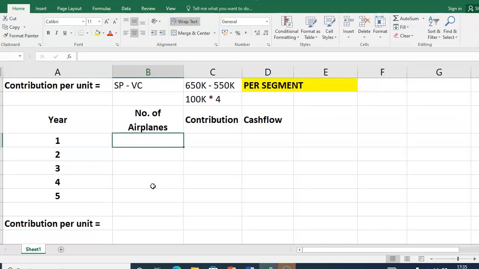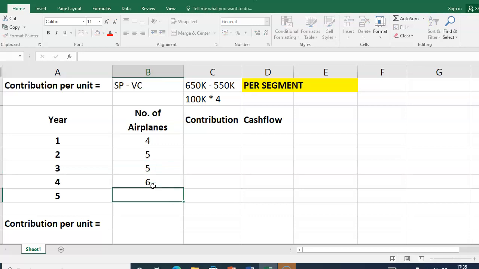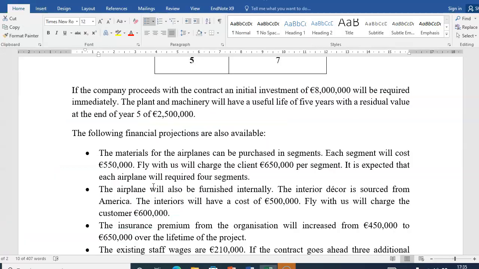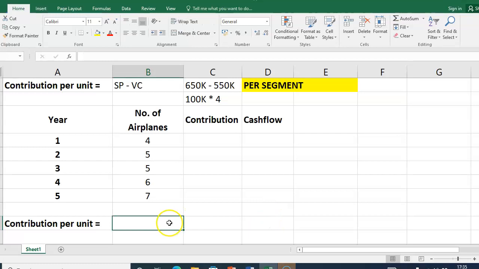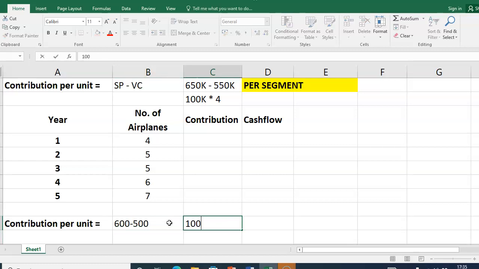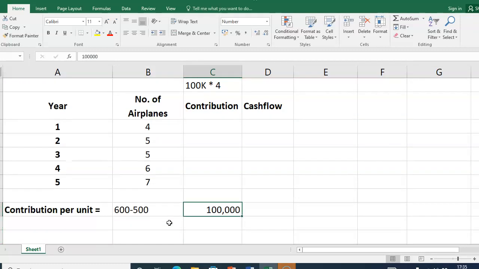So again, we're going to include the number of airplanes again. So 4, 5, 5, 6, and 7, okay? Now, we need to look at what the contribution here is, okay? So we're going to charge the customer 600,000 and it'll come at a cost of 500,000, okay? So the contribution again is the selling price minus the cost, okay? So that gives us a contribution of 100,000 per unit, okay?